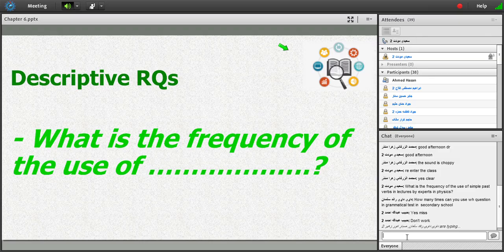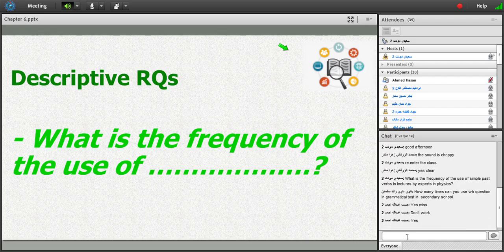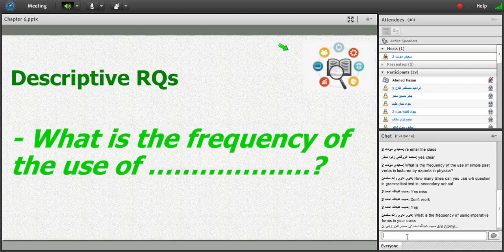It doesn't work. Why? I actually activated that. Can you turn it on now? What is the frequency of using imperative forms in your class? Great, thank you very much. A good question, a good descriptive question. So I see the rest are typing, so this is why I'm waiting.